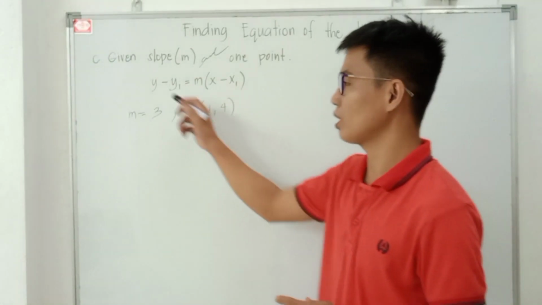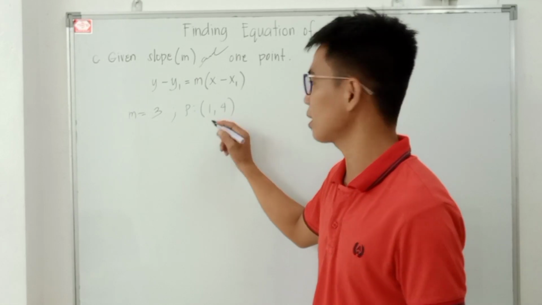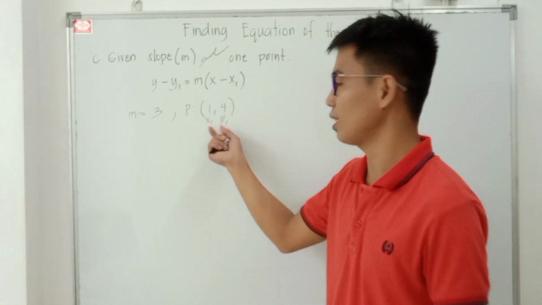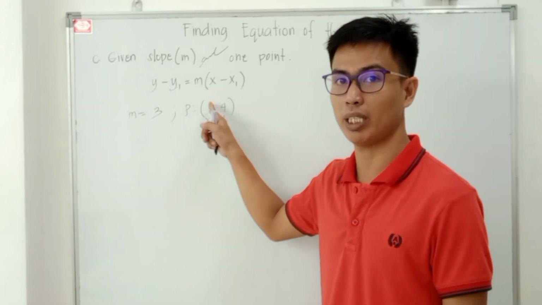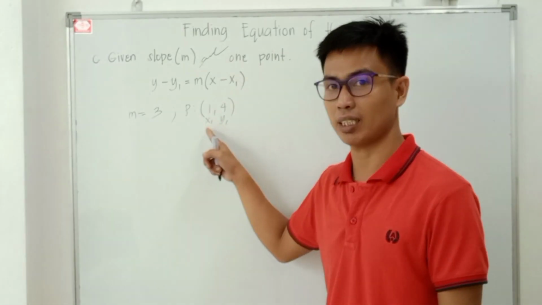So again, using the formula, substitution. So i-label muna natin yung point natin as x sub 1 and y sub 1. Again, hindi sila pwedeng magkapalit. Hindi pwedeng maging y sub 1 yung 1 since ang 1 is x coordinates. So ibig sabihin, yun yung magiging x sub 1 natin.